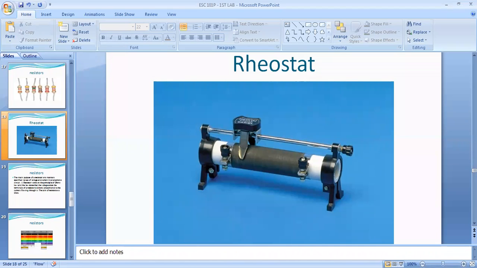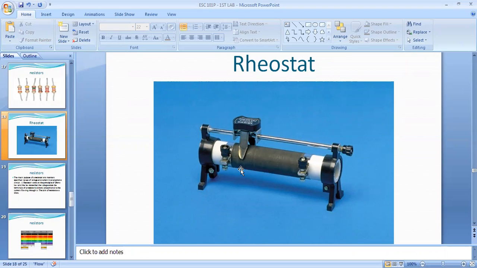Let it be, as I already told, that the rating of this particular rheostat may be 0 to 500 ohm. When we slide this regulator or switch from left to right, if the resistance here is 0 ohm and here it is 500 ohm, then as we slide it, the resistance is increasing.